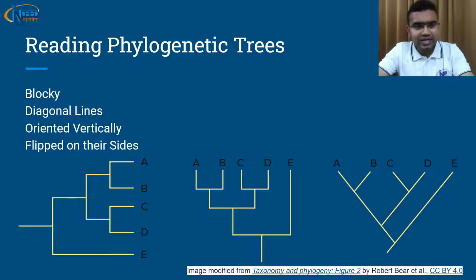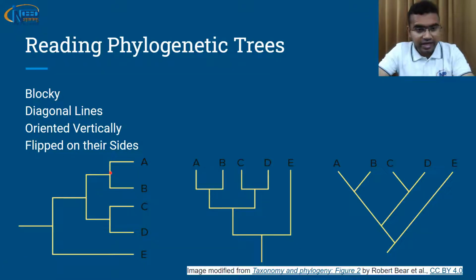They can be blocky, diagonalized, oriented vertically, or flipped on their sides. So here you can see three examples. These two are blocky. One is horizontal, another is vertical, and this one is basically having diagonal lines. But if you see, we do not need to think of what the length of this line is, that has no meaning over here. Rather than that, how the branches are getting split has more meaning.